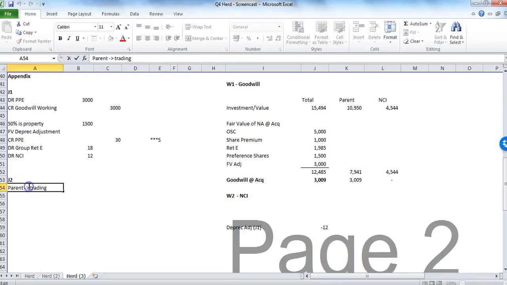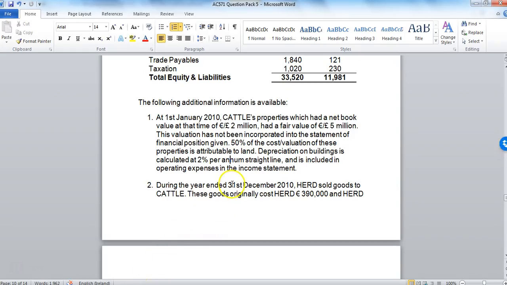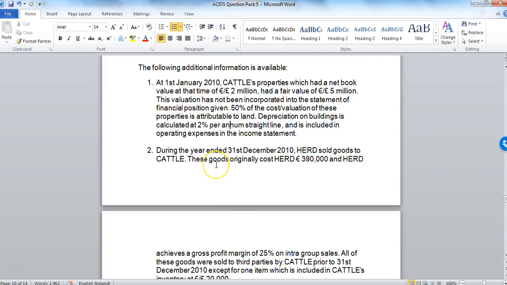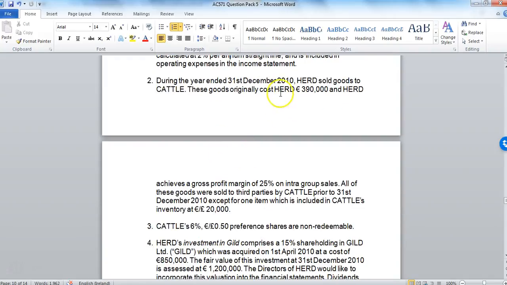So the parent should be to the sub intergroup trading. So in the question here, we're told that Herd sold goods to Cattle during the year. They cost the seller, which is the parent, 390, and they sell at a gross profit margin of 25%. So that's important. It's not the markup, it's a margin here. And all of these goods were sold to third parties at the year end, except for one item. So the unrealized profit is only on this item, which is included in Cattle's inventory at 20,000. So there's a lot of moving parts here.